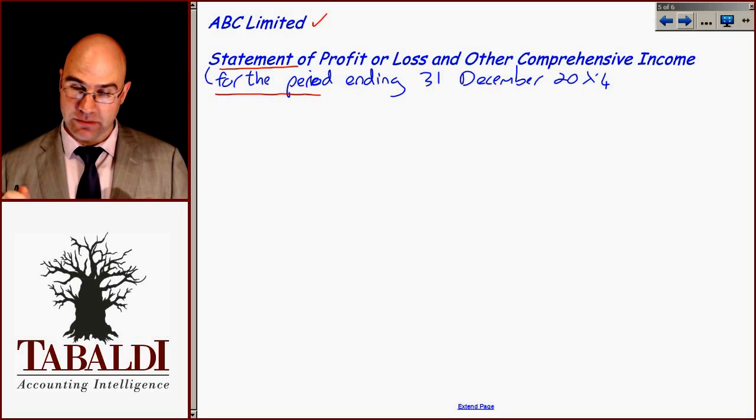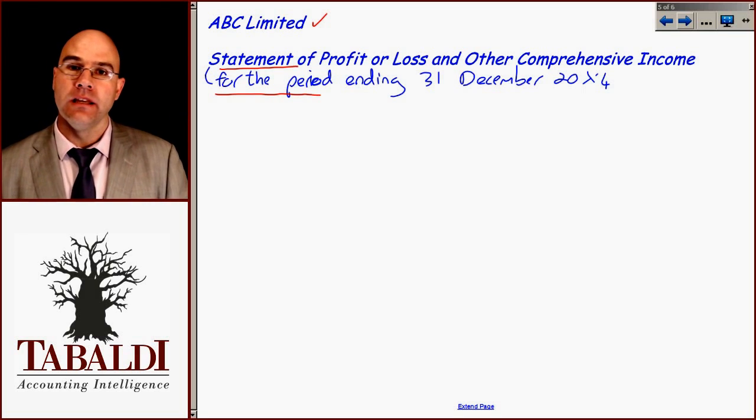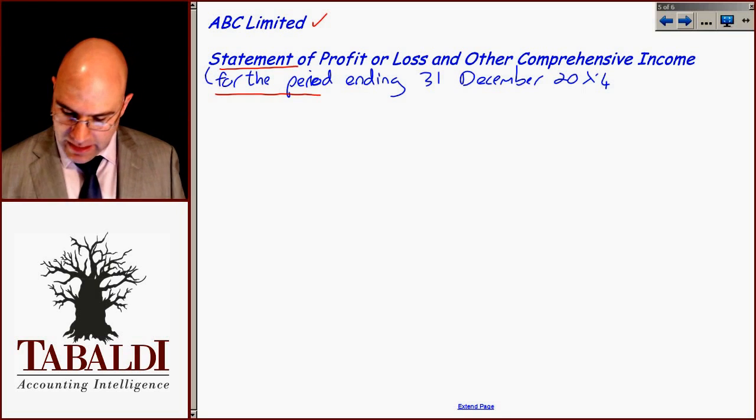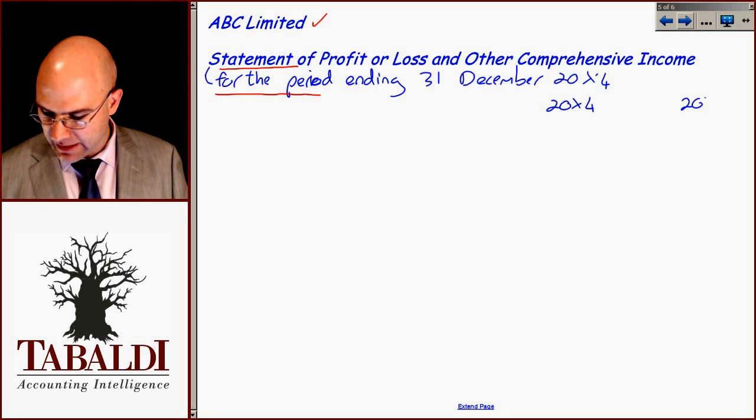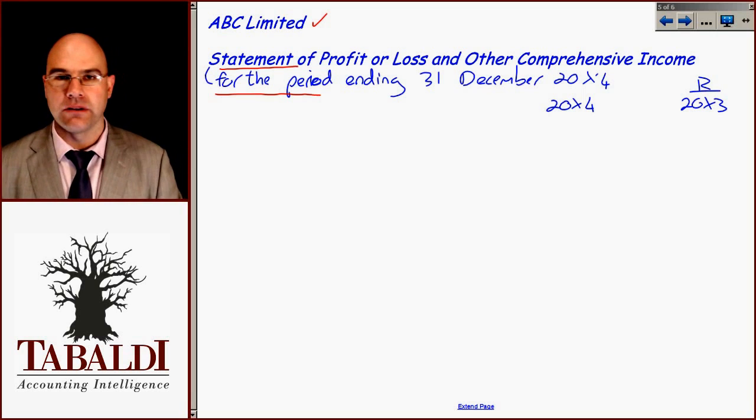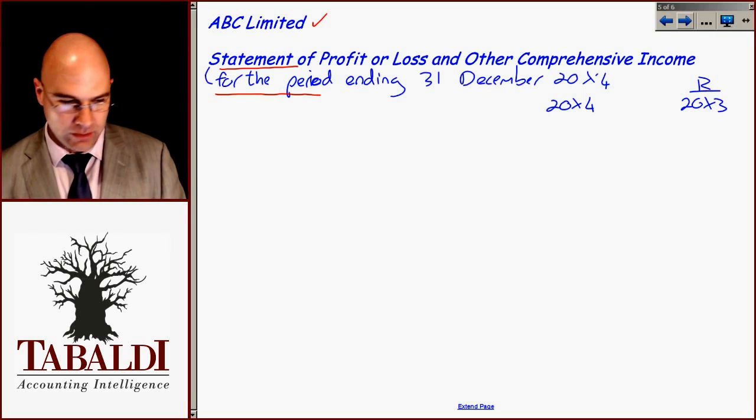Okay, very different. Statements of profit and loss is different to the statements of financial position. Again, we're going to have the 20X4, 20X3. We should state that it's in rands and what any rounding is, same as we did in the previous video. I'm going to leave that out because we're just running out of space.